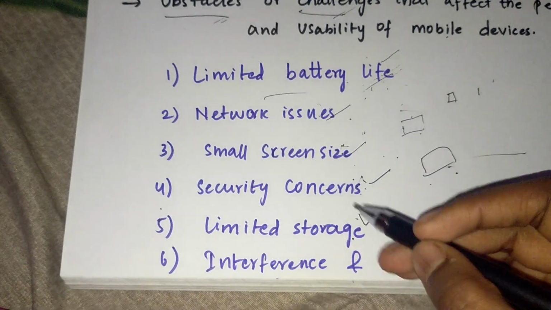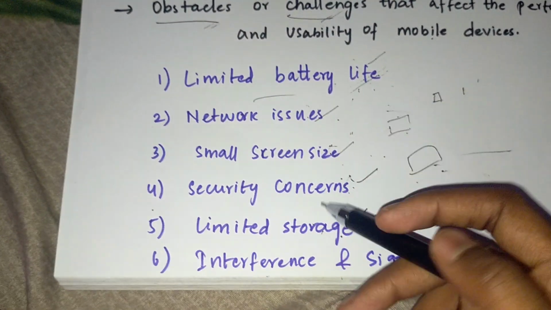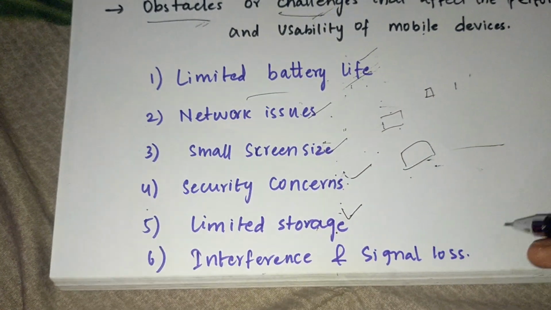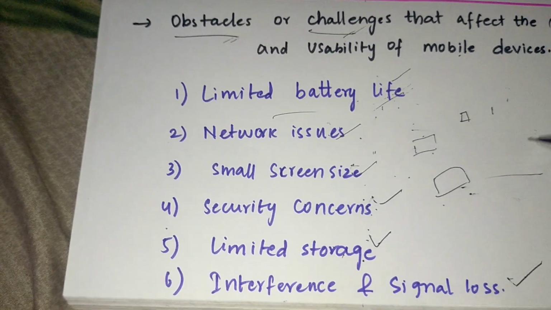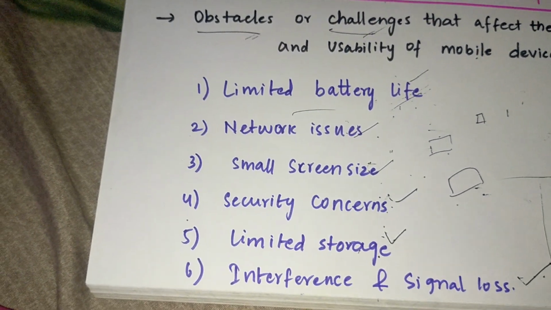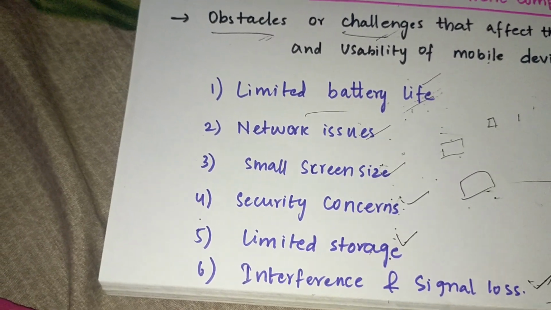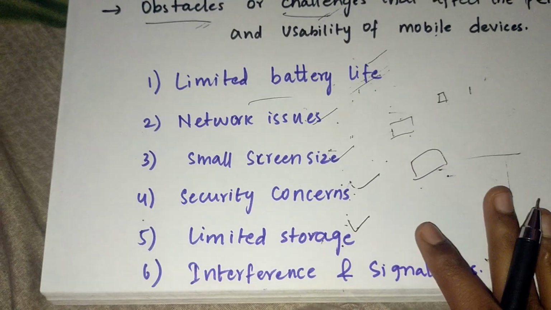Next one is interference and signal loss. Now what happens in this? There are signal disruptions due to interference, right? What is the solution to this? You can optimize antenna placement or use error correction techniques. Interference and signal loss is nothing but signal disruptions due to interference.